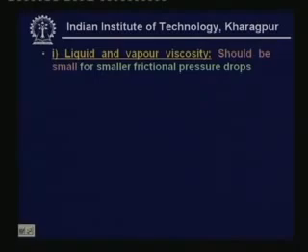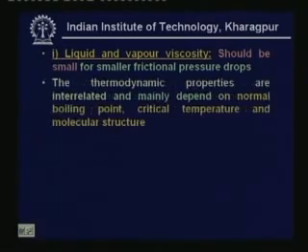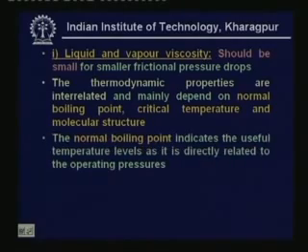Next requirement is liquid and vapor viscosity. The viscosity of both liquid and vapor should be as small as possible for smaller frictional pressure drops. So, we find that the thermodynamic properties are actually interrelated, and they are mainly dependent on the normal boiling point, critical temperature, and the molecular structure. The normal boiling point indicates the useful temperature levels, as it is directly related to the operating pressures. Okay, so this is a very important property.